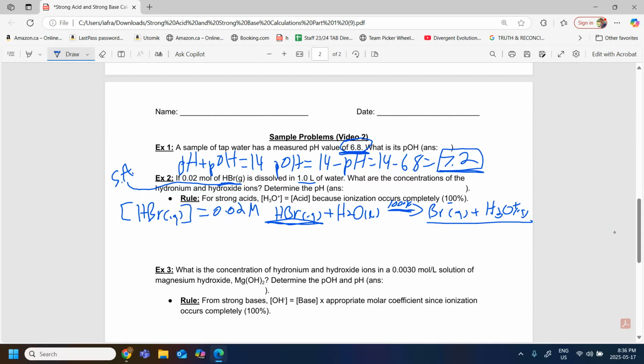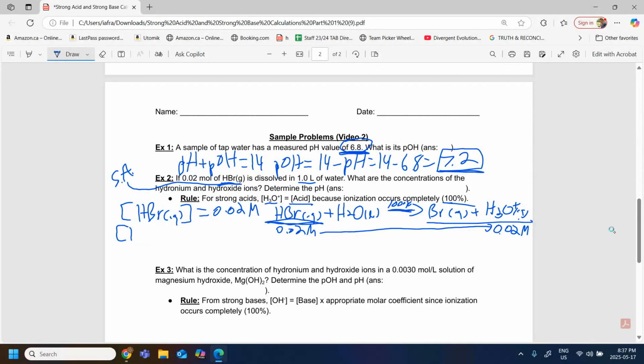this stuff here. So that means that if you know the concentration of the acid itself, which is 0.02 molar, then that's also the concentration of the H3O plus, because all of it is converted into H3O plus. It's a 1-to-1 ratio. If it was 1 to 2, you'd multiply by 2. But you simply know that the H3O plus concentration is the concentration of the acid because the ionization happens at 100%.